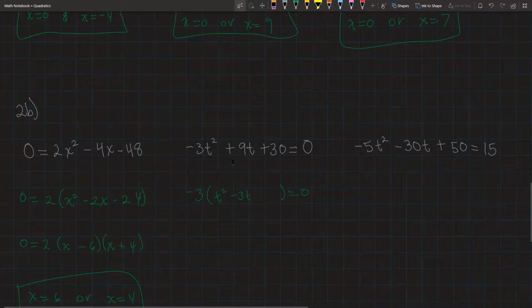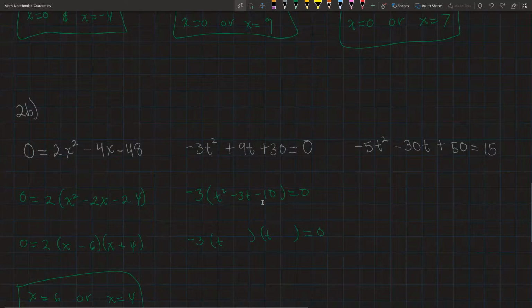negative 3. What's the opposite of a positive? Better be a negative. What's the opposite of a positive? It better be a negative 10. And you can check with the distributive property, but I've done that already in my head a few times. So I know that now I can think, can this be written as 3 times something times something? All right. And we think product is negative 10.